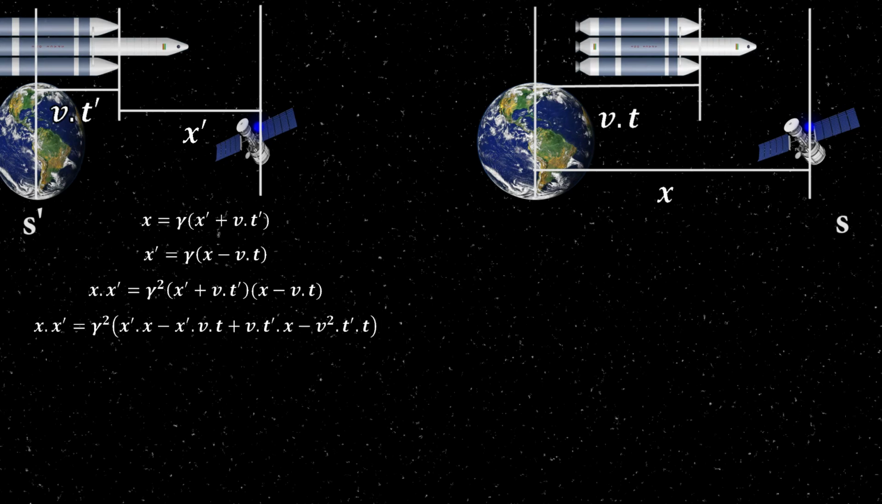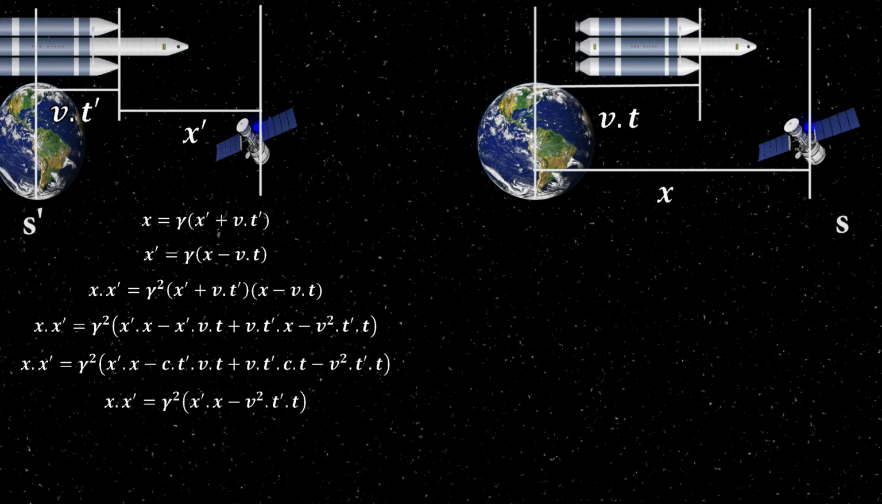Now we will do a substitution. Remember how we spoke about the event happening at a distance c multiplied by t from the Earth and c multiplied by t prime from the spaceship? In this example, we called those x and x prime respectively. Now we will substitute x for ct and x prime for ct prime just in the second and third terms to get this following line. The second and third terms cancel each other out and we are left with this.